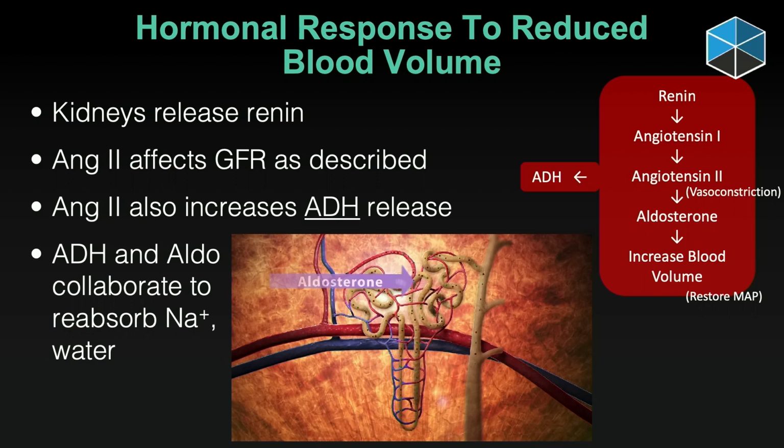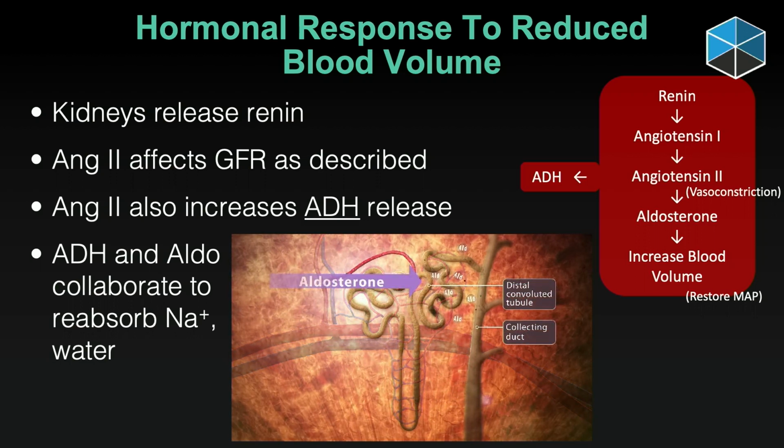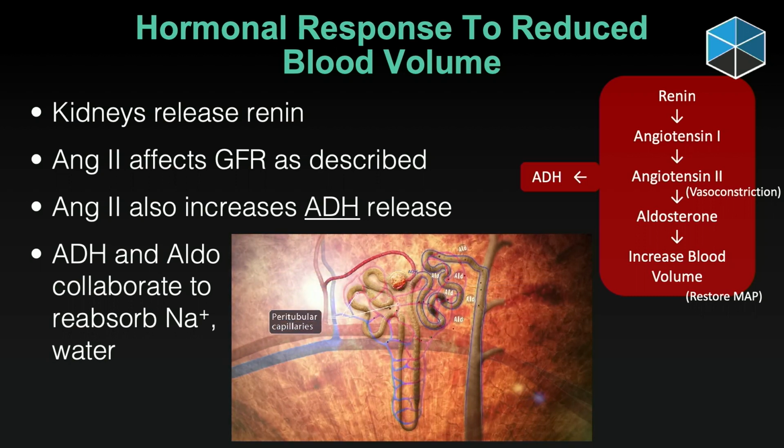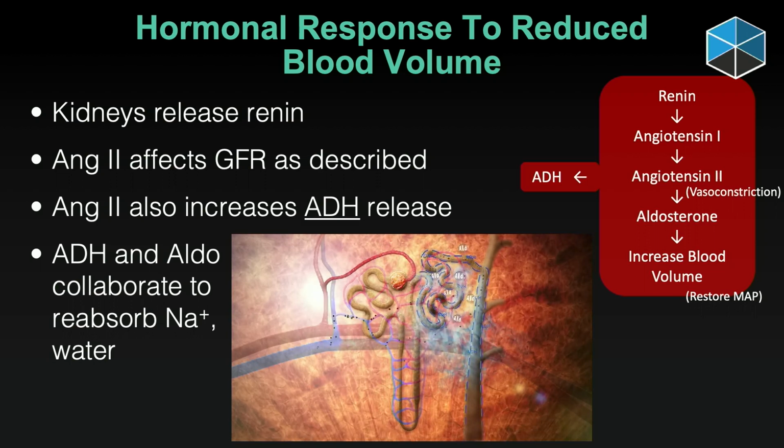Aldosterone causes greater plasma volume because it increases active transport of sodium and chloride ions into the interstitial fluid. Combined with the production of ADH, the additional reabsorption of sodium and chloride ions causes more water to be drawn into the bloodstream by osmosis, resulting in increase in blood volume.